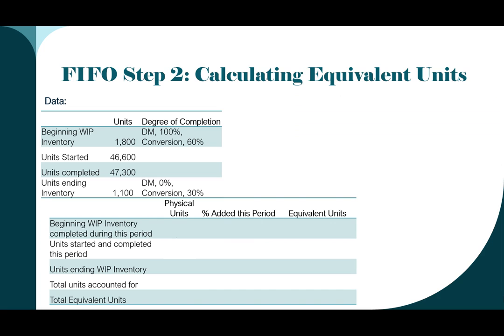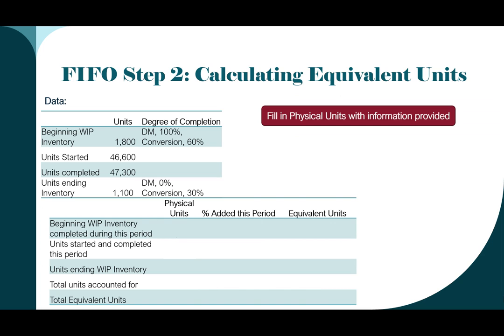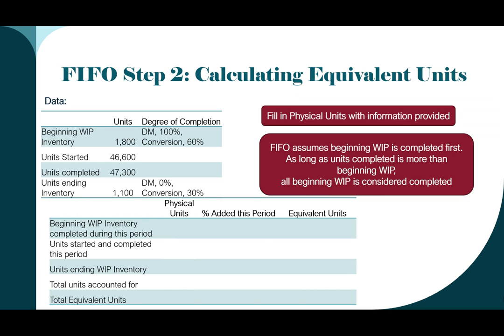Next, we're going to calculate equivalent units. Again, we can start with filling in the information we already have. We're told the beginning work in process, okay? And FIFO assumes that beginning work in process is completed first. Therefore, as long as the units completed is more than the beginning work in process, all beginning work in process is considered to be completed. Next, we can take our units ending inventory and plug in that information.